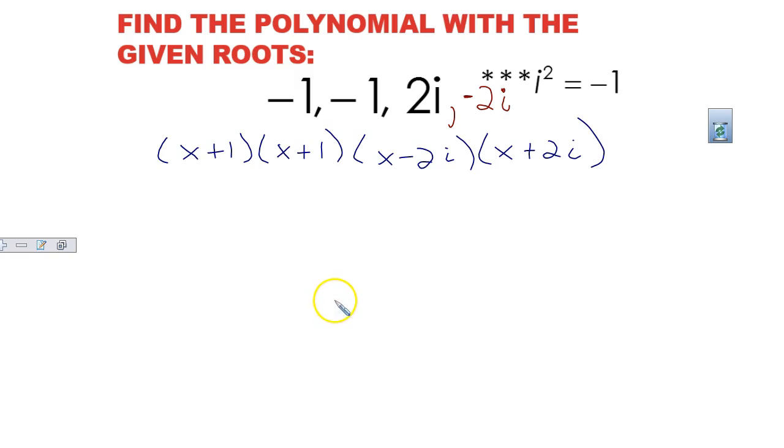Now, as we're multiplying this out, I'm going to fast forward again, multiplying the x plus 1's together, and then I'll multiply the imaginary terms together on the first step so that things kind of work out a little bit more nicely.